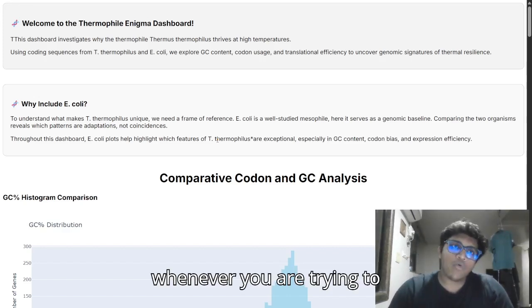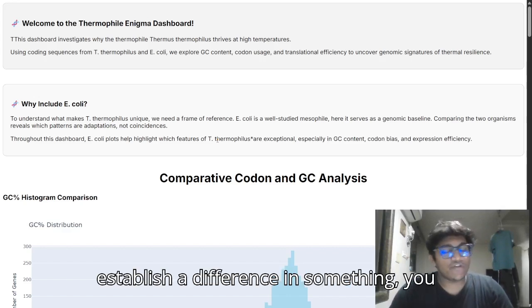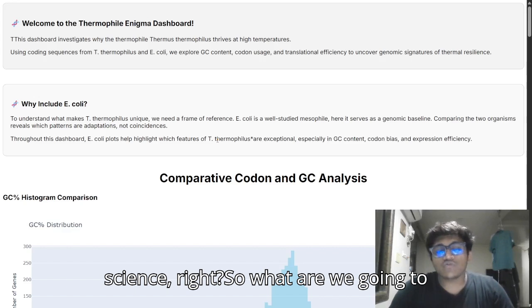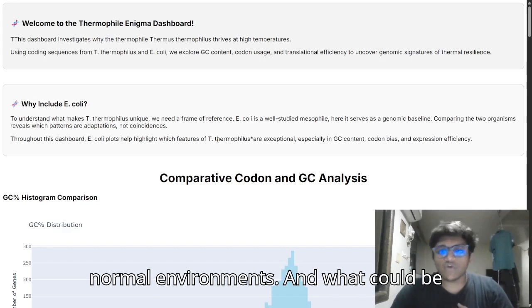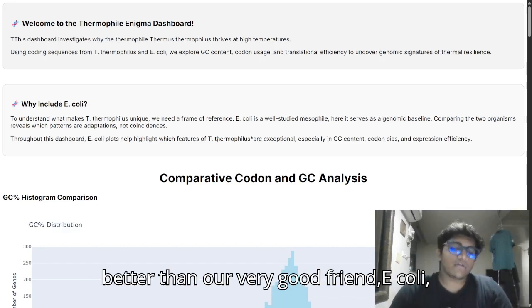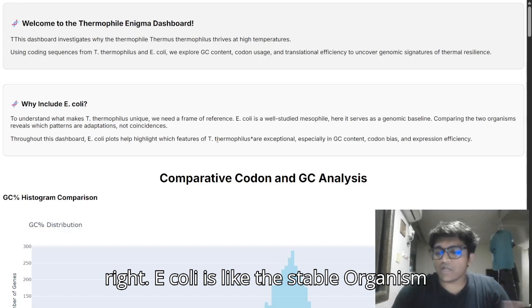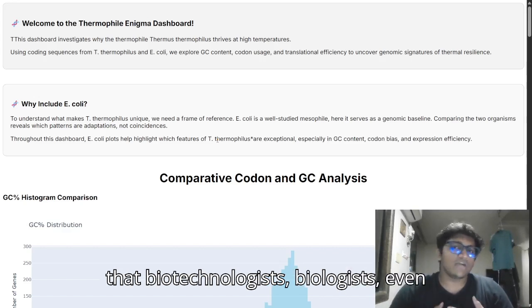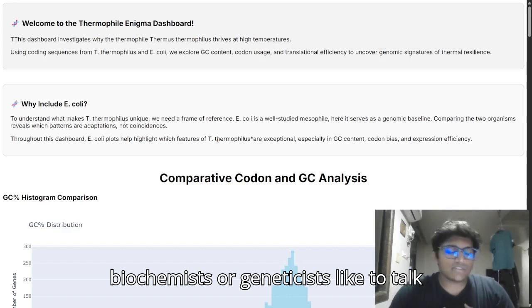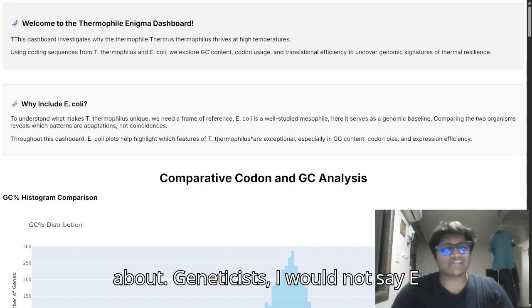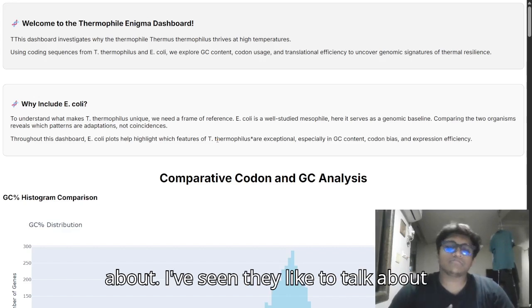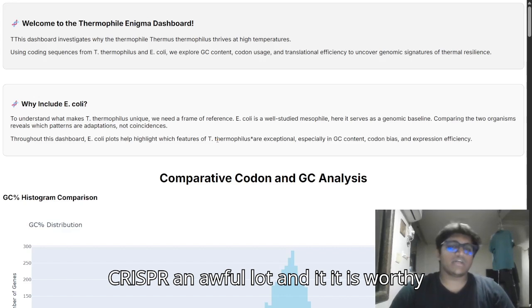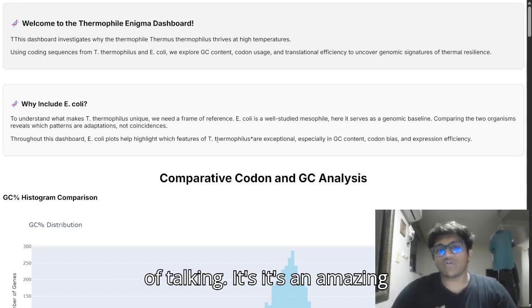But whenever you are trying to establish a difference in something, you need to have a control. That's basic science, right? So what are we going to use as our control? We need a mesophilic organism that thrives in normal environments. And what could be better than our very good friend E. coli? E. coli is this stable organism that biotechnologists, biologists, even biochemists like to talk about. Geneticists, I would not say E. coli, but I've seen they like to talk about CRISPR an awful lot, and it is worthy of talking about.